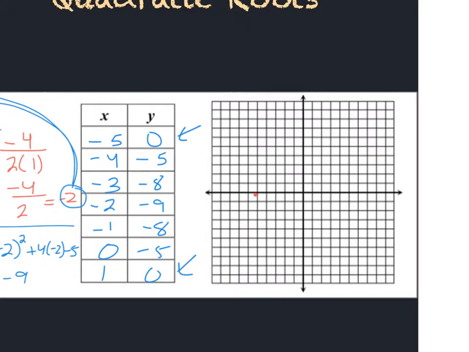It's going to be right here. Negative 4, negative 5. It's going to be right here. Negative 3, negative 8. It's going to be right here. Negative 2, negative 9 is here. Negative 1, negative 8, 0, negative 5, and 1, 0. And you can see that this graph crosses the x-axis at 2 points.